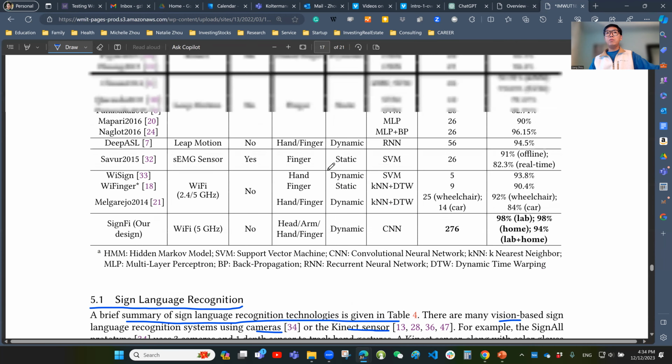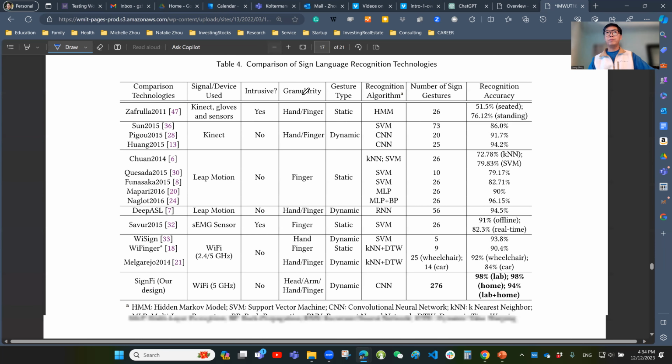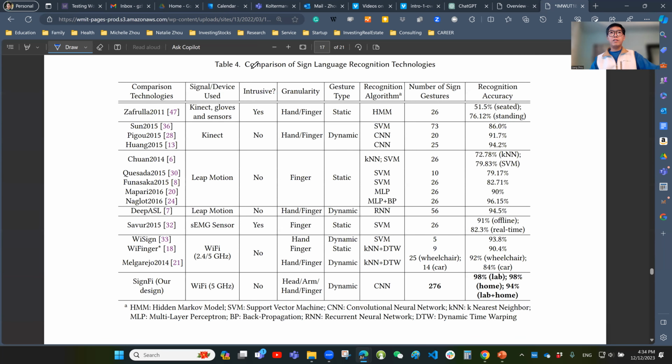However, I think here what I want to emphasize is the table, how beautiful the table is. The table is a comparison of sign language recognition techniques. We have different techniques from different papers. Each of them is grouped. Some groups only have one paper, but some have more. And this is our design.